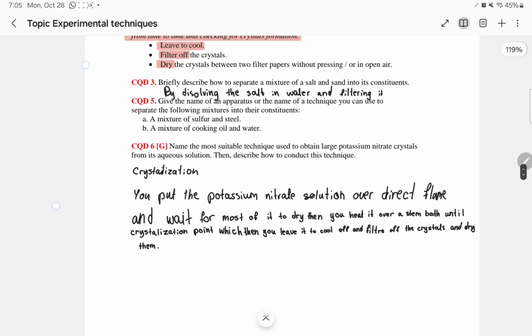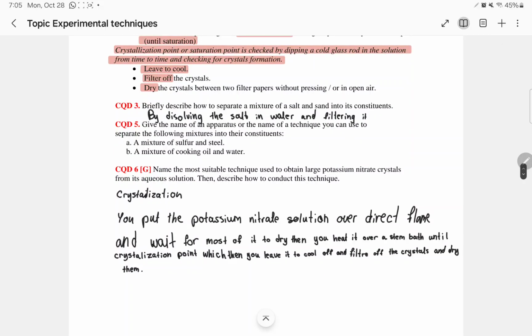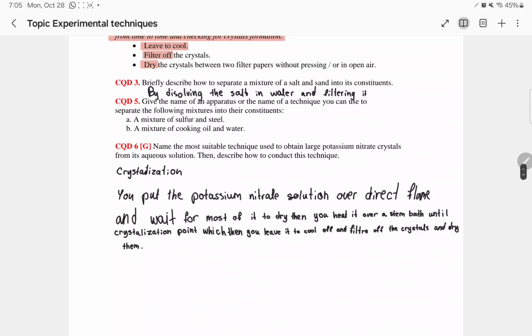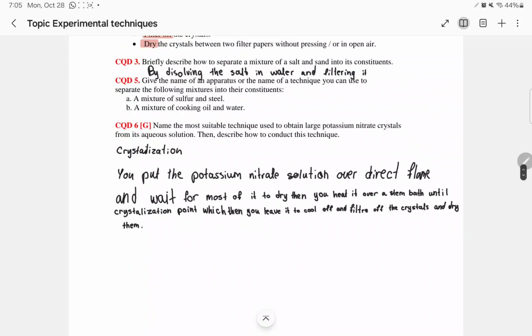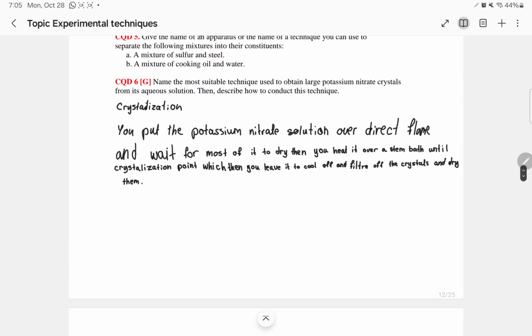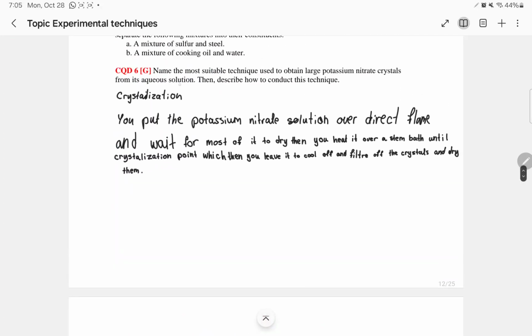Now, okay, so briefly describe how separating a mixture of salt and sand by dissolving the salt in water and filtering it. This question, I don't know why I didn't solve it, but sure. Give the name of an apparatus or the name of a technique. A mixture of sulfur and steel. Yeah, honestly, I don't know this question. Cooking oil and water, this one we could use a separatory funnel. Obtain large crystals. The minute you see the word crystals, it's crystallization.